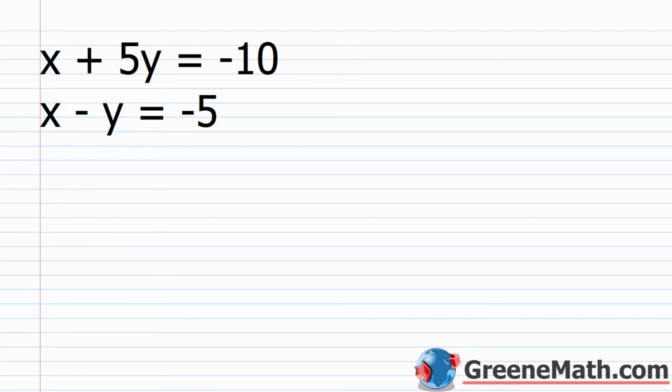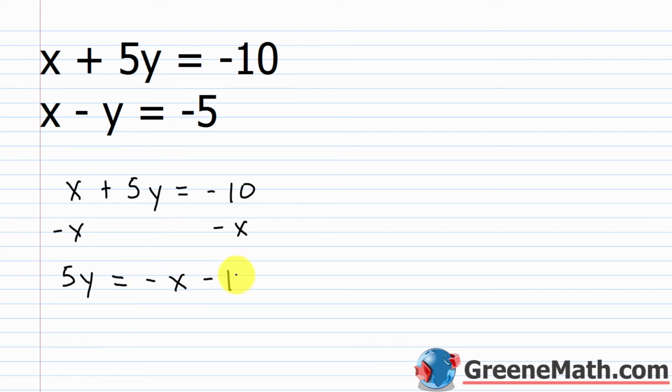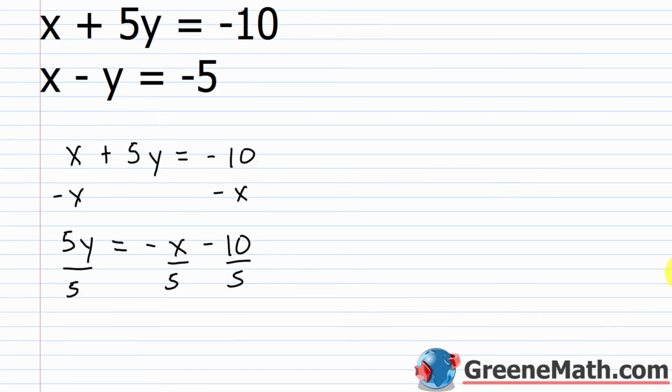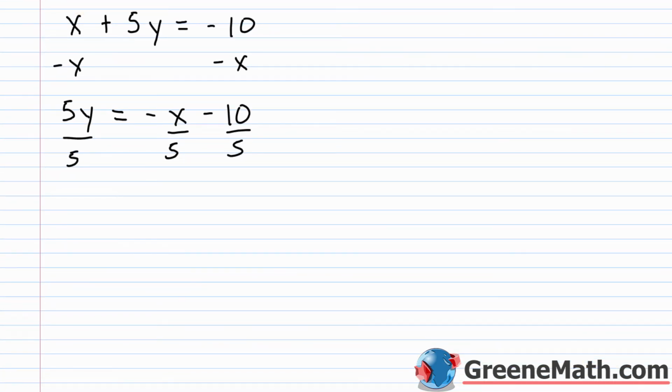So again, I'm going to solve each one for y. I'm going to start out with this one. We have x plus 5y equals -10. I'm going to subtract x away from each side, and I'll have 5y is equal to -x minus 10. I will divide each side of the equation by 5. Let me scroll down a little bit. So this is going to cancel. And what are we going to have? We're going to have y is equal to -x over 5.